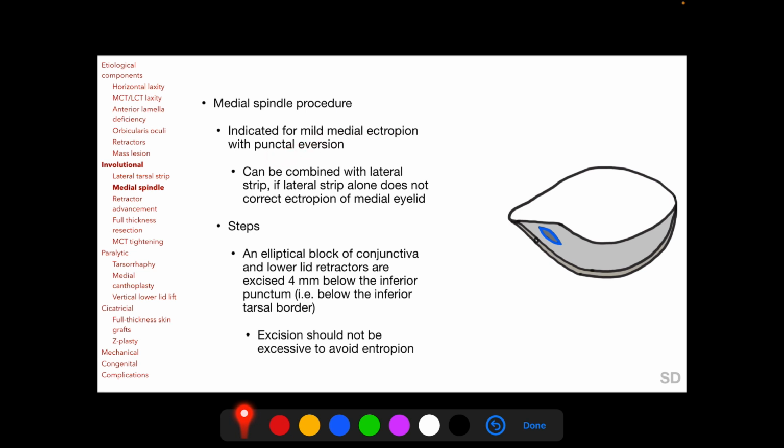The medial spindle procedure is indicated for mild medial ectropion with punctal eversion. The medial spindle procedure can be done in addition to a lateral strip procedure if the lateral strip procedure alone does not correct ectropion of the medial eyelid. In the medial spindle procedure, an elliptical block of the conjunctiva and the lower lid retractors are excised 4 mm below the inferior punctum, that is below the inferior border of the lower tarsus. This excision should not be excessive to avoid entropion.